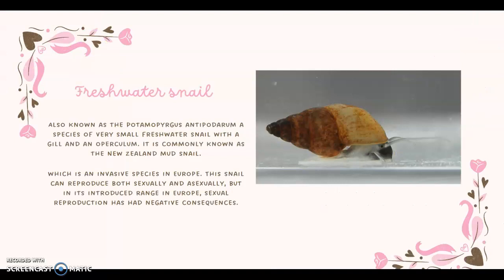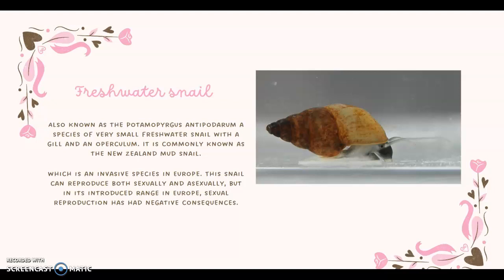One specific example where sexual reproduction has been detrimental is with the freshwater snail, which is an invasive species in Europe. This snail can reproduce both sexually and asexually, but in its introduced range in Europe, sexual reproduction has had negative consequences. In New Zealand, the snail's native range, asexual reproduction is the predominant mode and only occasionally does sexual reproduction occur.